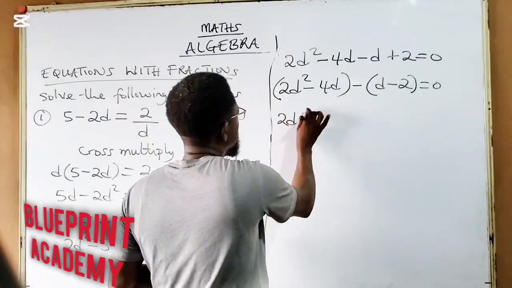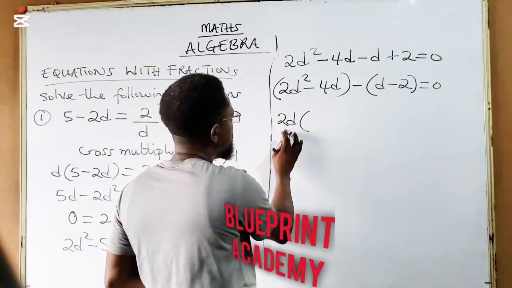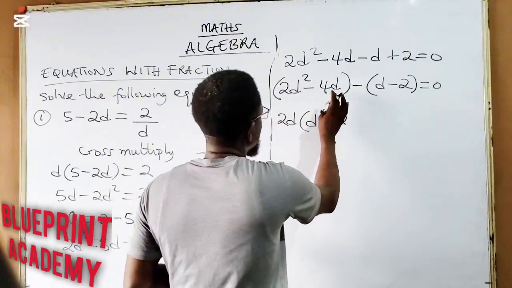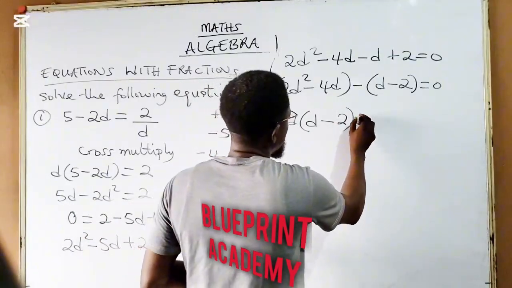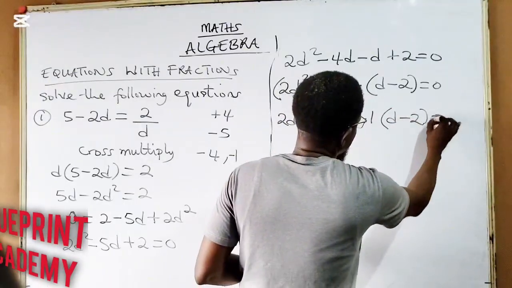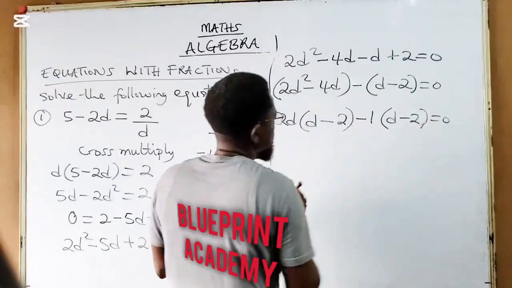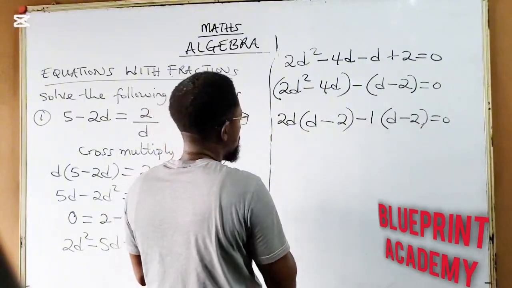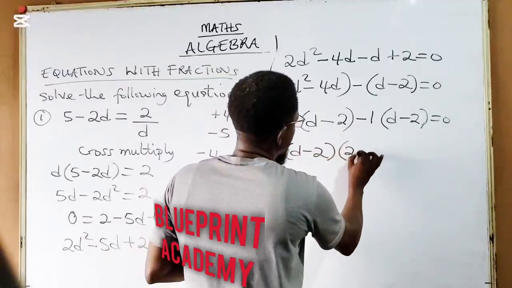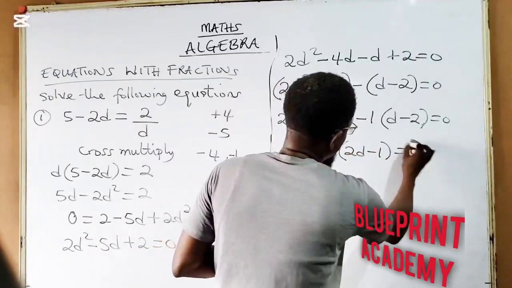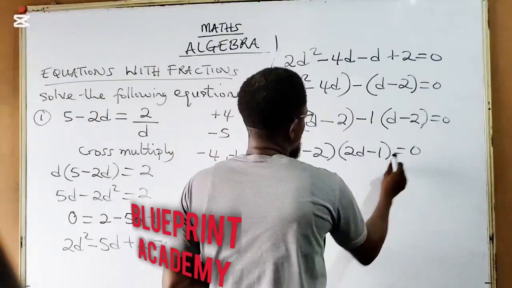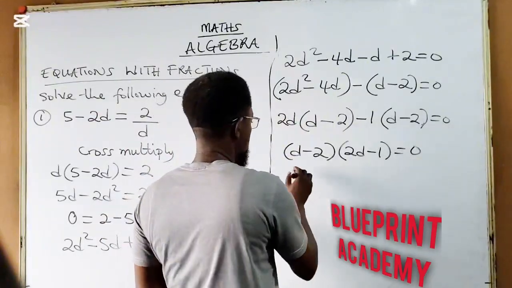So now we bring out the common factor. In this case it is 2d. 2d squared divided by 2d will give us d. 4 divided by 2 will give us 2. The d we cancel out, so we are left with d minus 2. The common factor is 1, so we have d minus 2 equal to 0. So now d minus 2 this way. I take 1 d minus 2, open another bracket, I have 2d minus 1 equal to 0. So now d minus 2 equals 0.